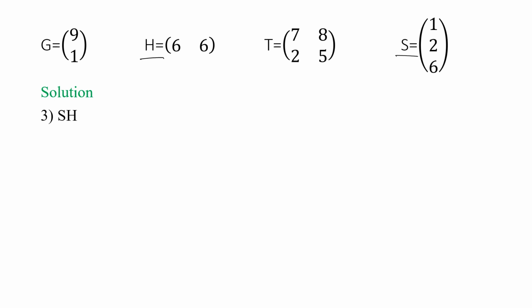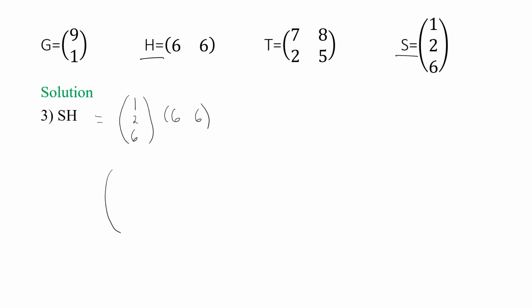So matrix S is 1, 2, 6. And the next matrix is 6, 6. Wow, I use matrix H for all of them, I think. Right, and again, row by column, row by column. So when I do that, this is what ends up happening.